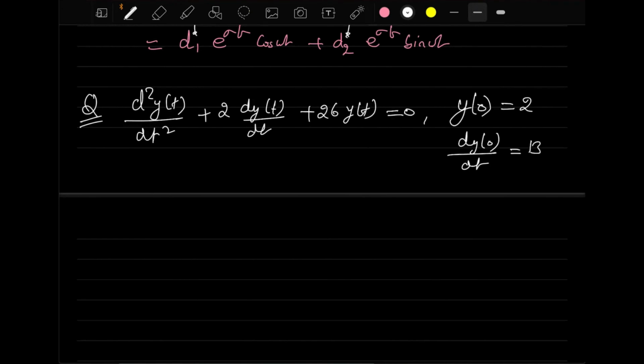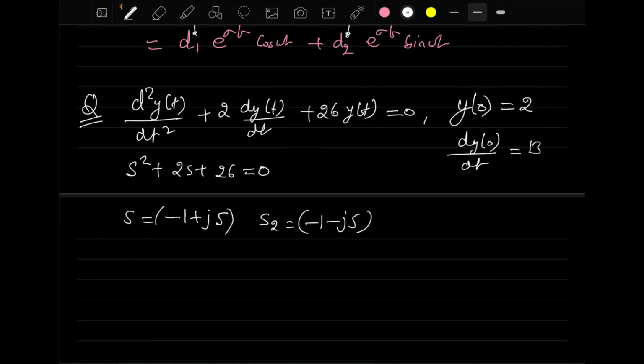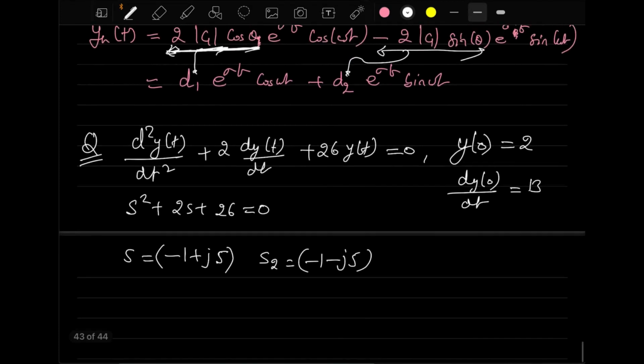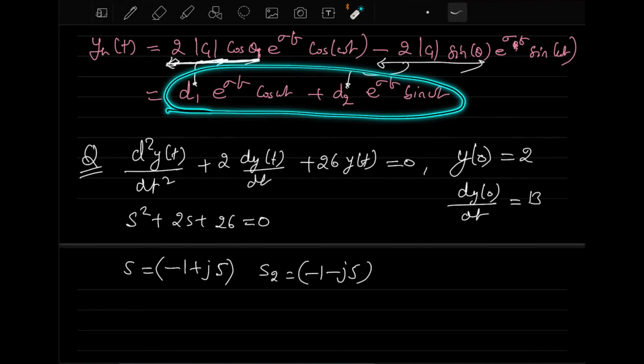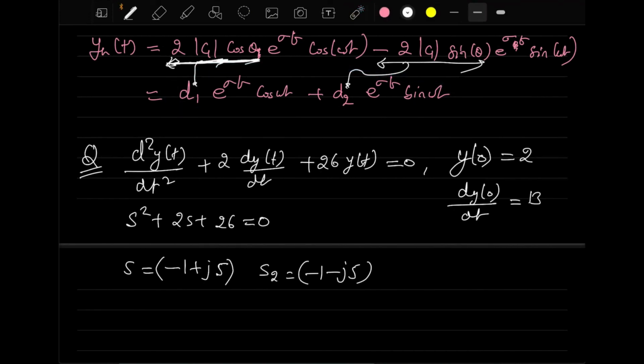So in this situation, if you solve, then you will have this as the characteristic polynomial, and the roots of this will be minus 1 plus j5, and another one will be minus 1 minus j5. So these will be the two roots, and now you can use this particular expression here.